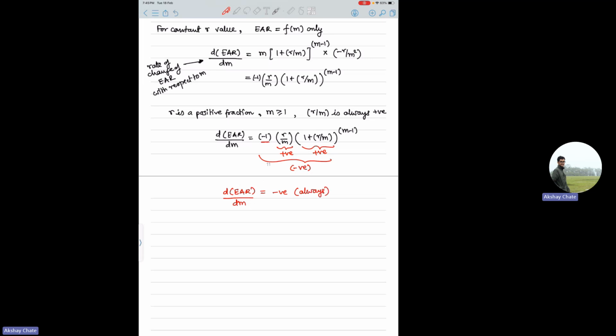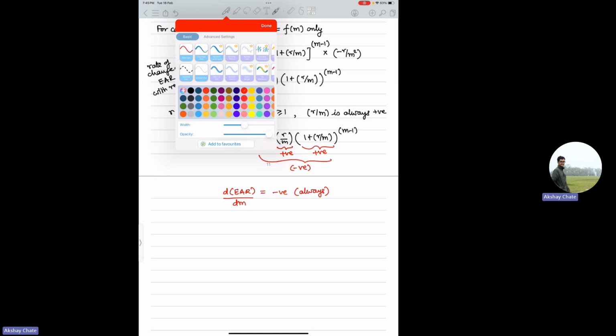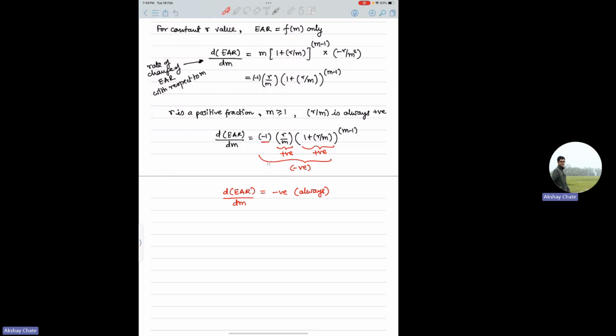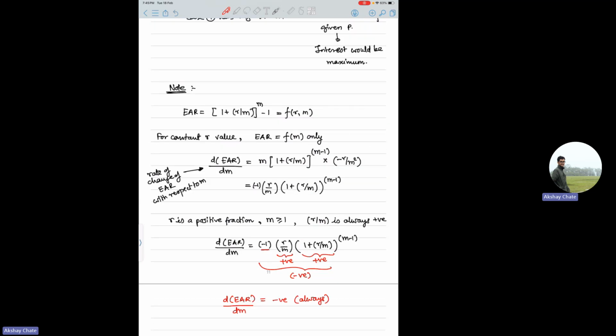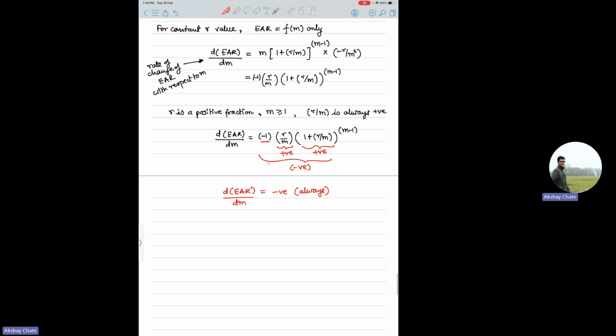Mathematically it means that, if you increase M, one second, did I make any mistake here? M into this power minus M, minus R by M square, M gets cancelled. Okay, so this thing is negative.